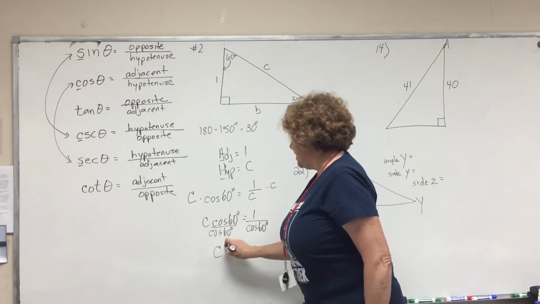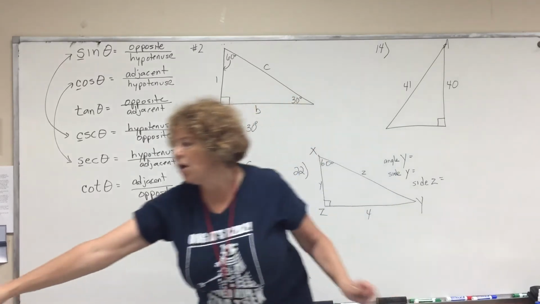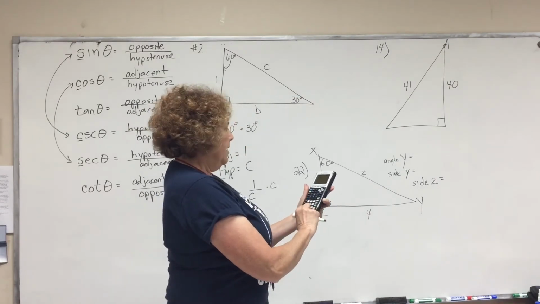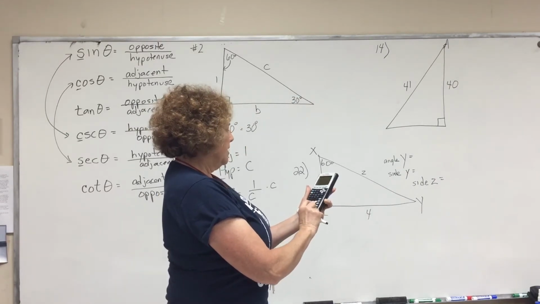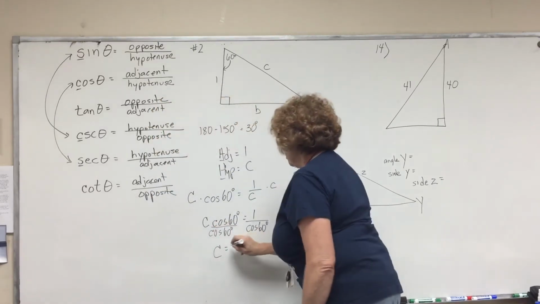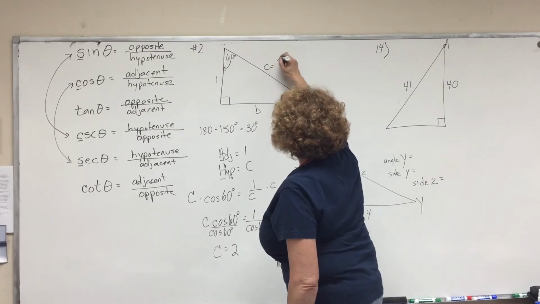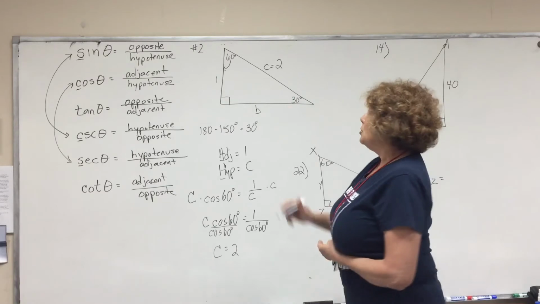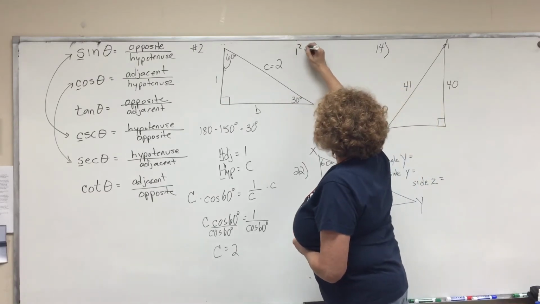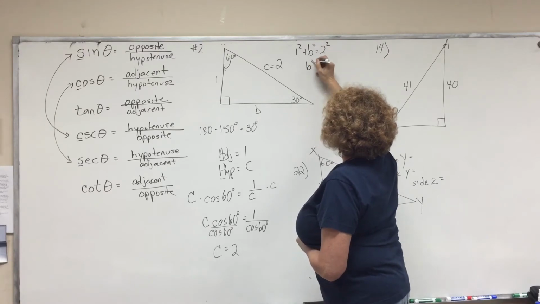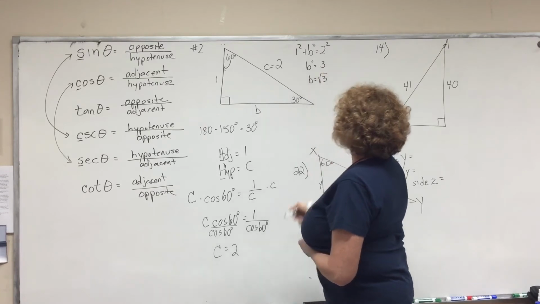And you get c equals, and then you can do that all on your calculator. Make sure you're on degrees and do 1 divided by cosine of 60. And you end up with 2. So c equals 2. Once you have that, then you can use the Pythagorean theorem. So you can just say 1 squared plus b squared equals 2 squared. So you end up with b squared equals 3. So b equals the square root of 3.